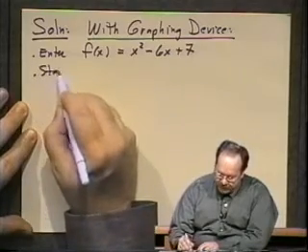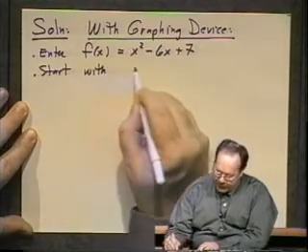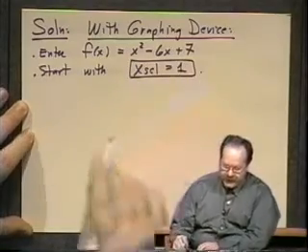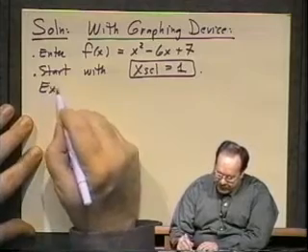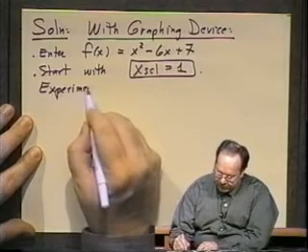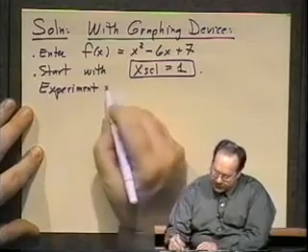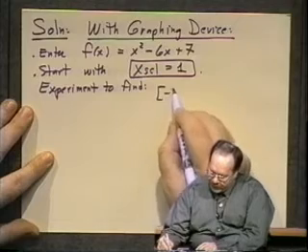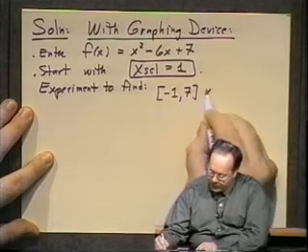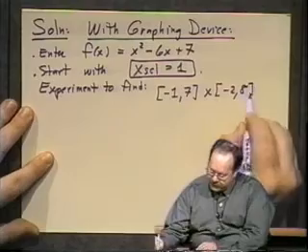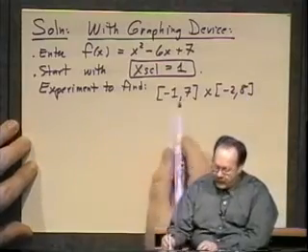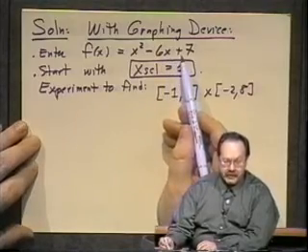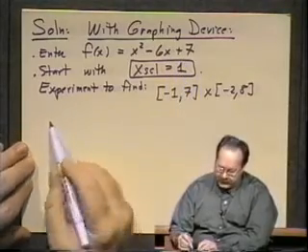I will start with my x scale being equal to 1, as recommended earlier. I will experiment. Now, I've already done this experiment to find a window, and the window that I will find is minus 1, 7 and minus 2, 8. So that's my x and y. Later on, we'll have more of a technique, especially for functions like this. We can actually do a much better job of picking a window without guessing.